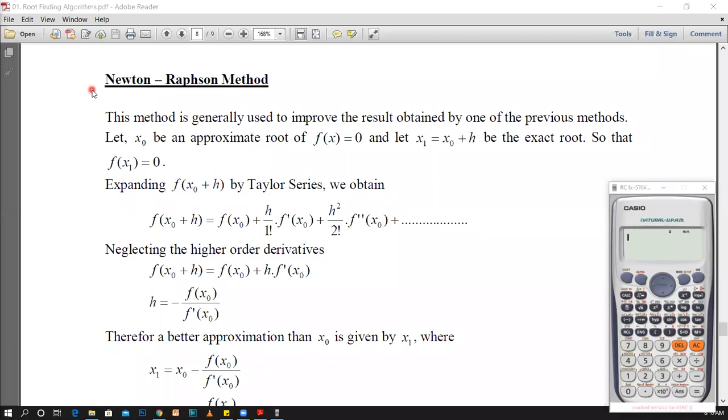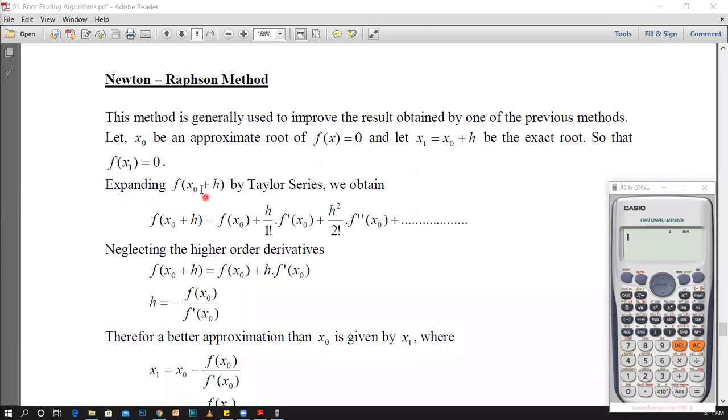Today we will discuss the Newton-Raphson method. This method is generally used to improve the results obtained by one of the previous methods. As root finding algorithms, we have learned about the interval bisection method and the fixed point iteration method. Using those two methods, we have identified solutions for the given expression. Now the obtained answer can be improved further, or you can say we can fine tune the answer using this Newton-Raphson method.